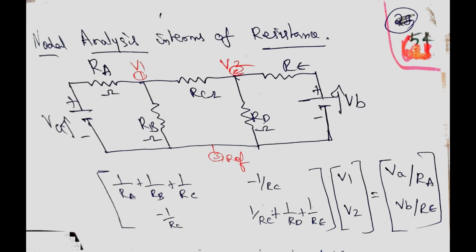So 1 divided by RA plus 1 divided by RB plus 1 divided by RC, and VA divided by RA in the voltage matrix. That is, minus on the left side, plus on the right side. The second node meets elements RC, RD, RE: 1 divided by RC plus 1 divided by RD plus 1 divided by RE, into V2.